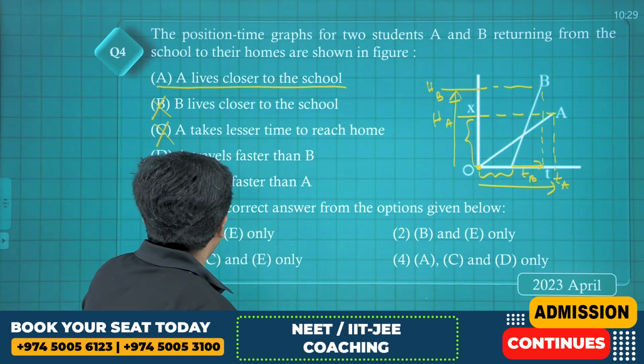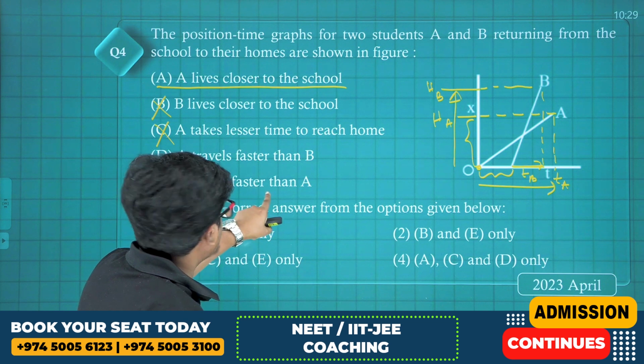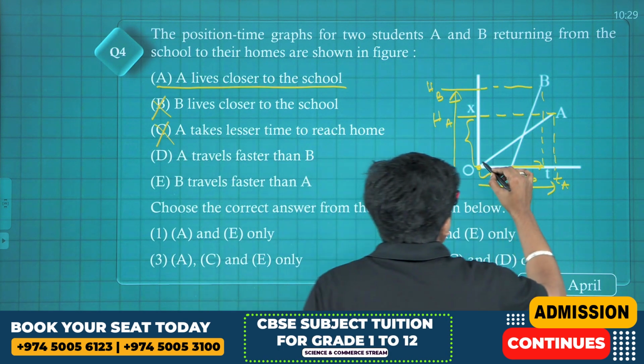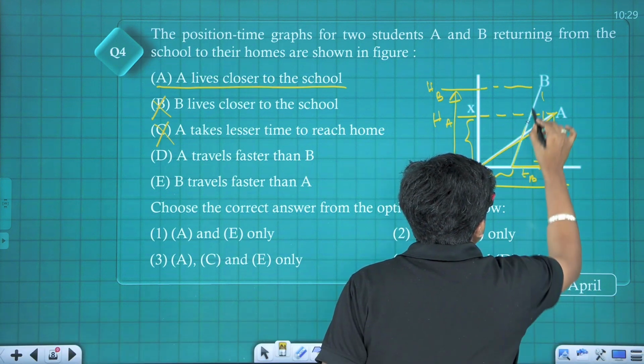Okay. Next one is A travels faster than B. Option D says A travels faster than B. So who is traveling faster? For that we need to check the slope.